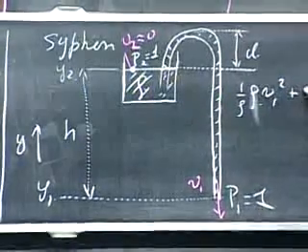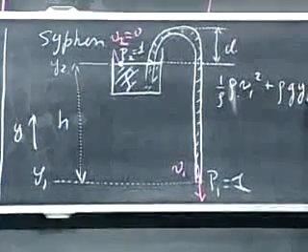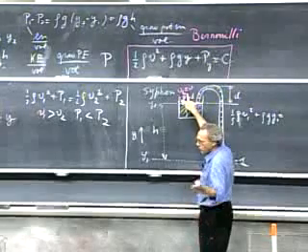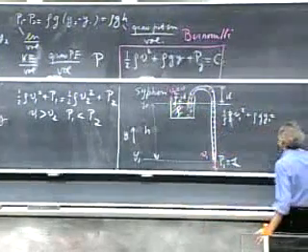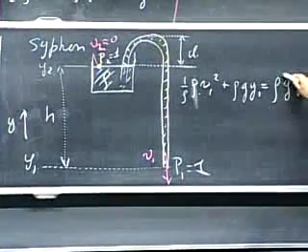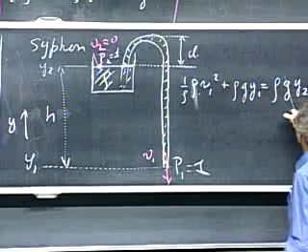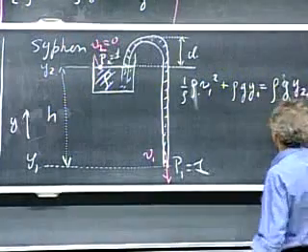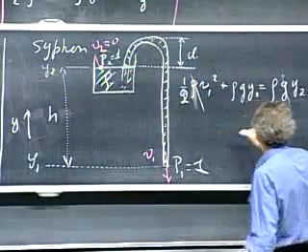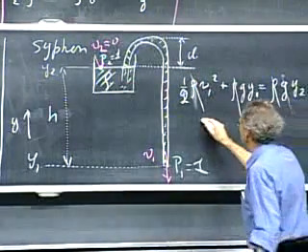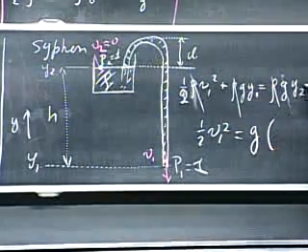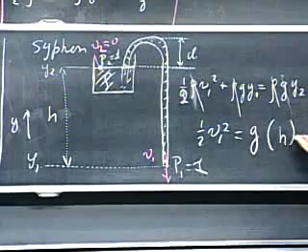plus rho G times Y1, must be 1/2 rho V2 squared, but we agreed that that was 0, so I don't have that term. So I only have rho G Y2. 1/2 rho V squared, no, that's fine. And so I lose my rho. This is 1/2. I lose my rho. And so you get that 1/2 V1 squared equals G times Y2 minus Y1, which is H.